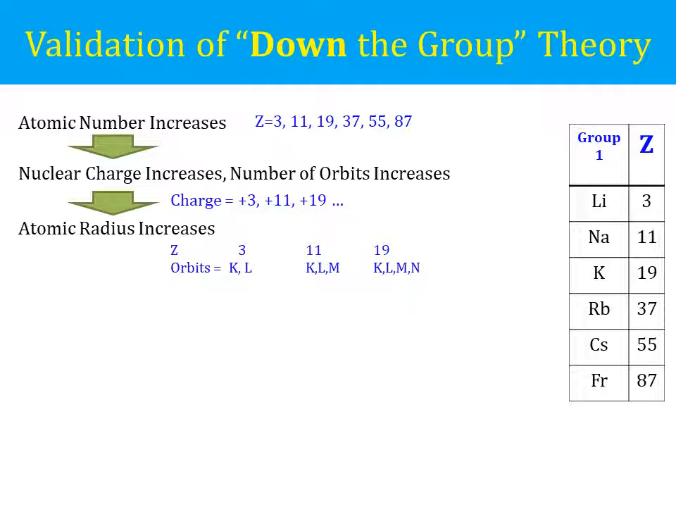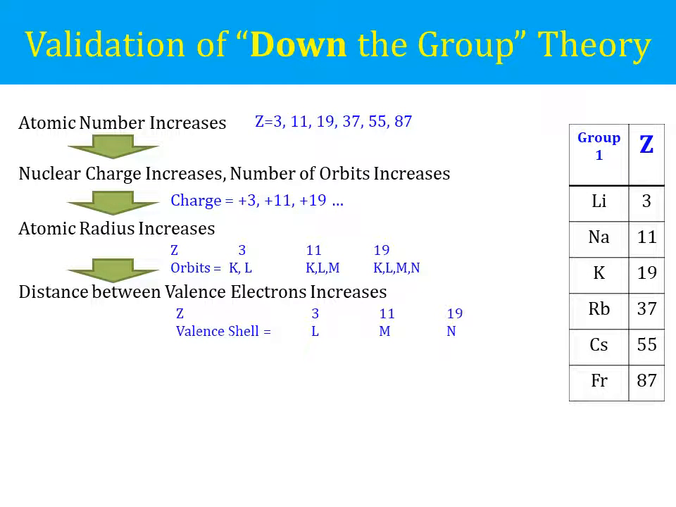We can confirm that one by this number, the valence shell. So the number of shells or the orbits are increasing, and definitely the atomic radius will increase. And with the increase in atomic radius, the distance between the valence electrons and the nucleus increases.